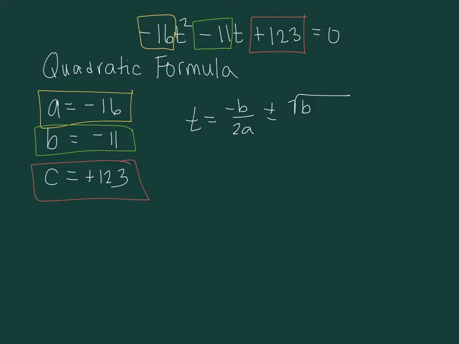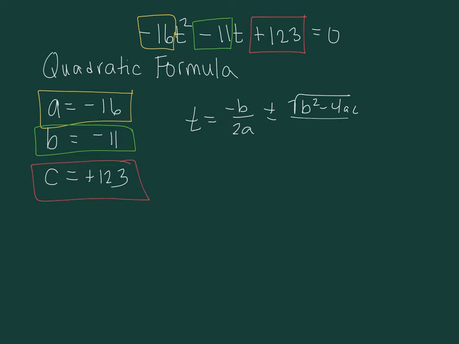So what I'm going to do is call this something different. Sorry, there we go. I don't know what happened there. Okay, so this is b squared minus 4ac.